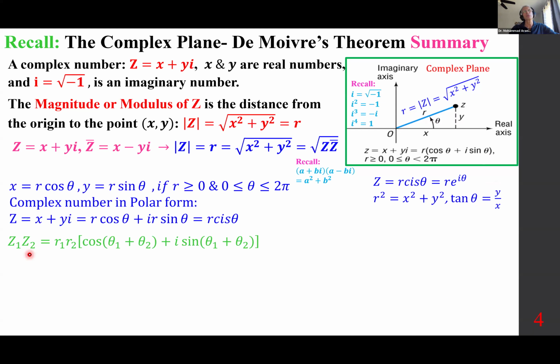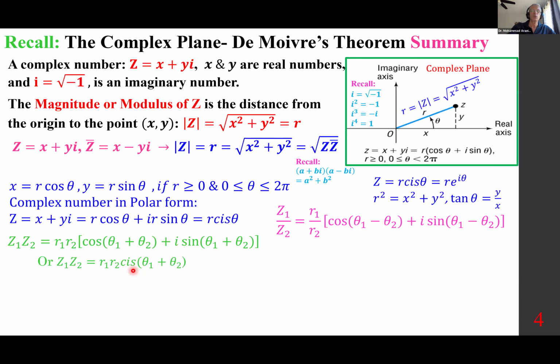For the product z1 z2, we multiply r1 and r2, their moduli or magnitudes, and then add up the arguments of cis. So cosine of theta 1 plus theta 2 plus i sine of theta 1 plus theta 2. And here's the shorthand notation. For division, we divide their magnitudes and take the difference of arguments: cosine of theta 1 minus theta 2 plus i sine of theta 1 minus theta 2.